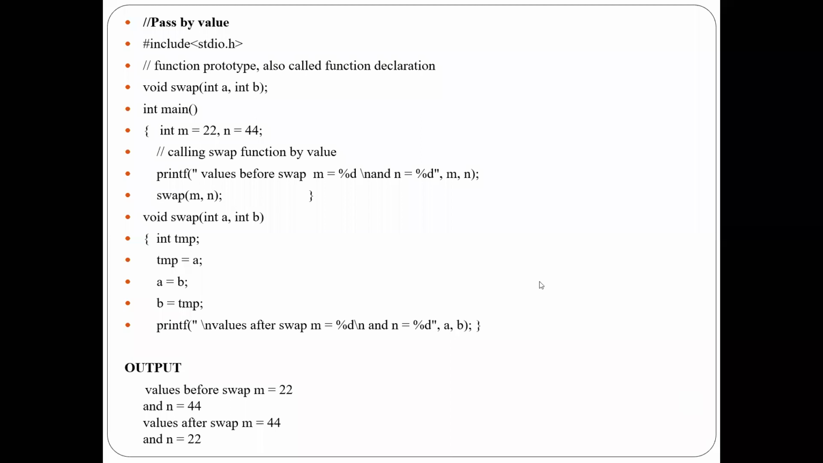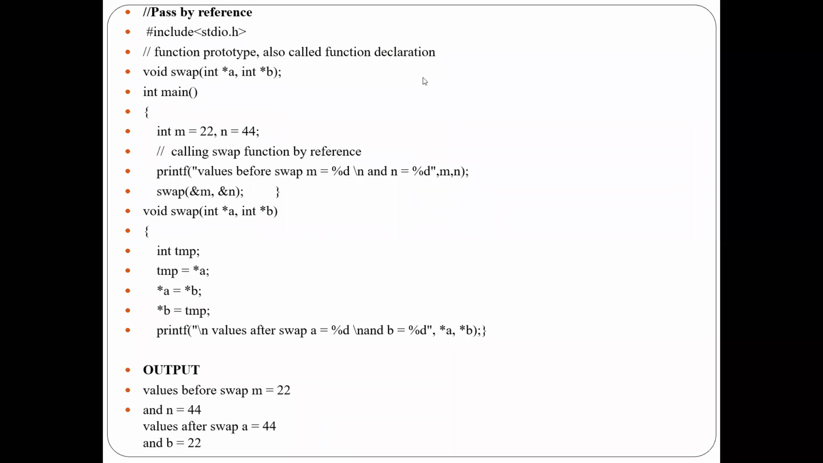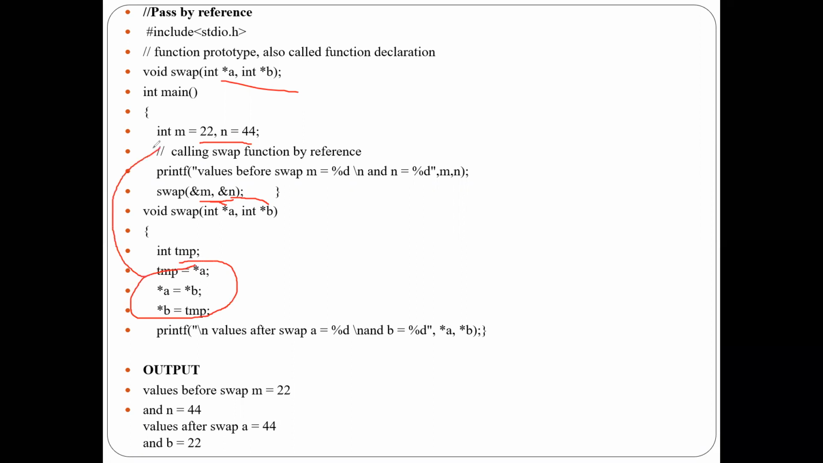Next, finally, we come to pass by reference. It is nothing but using the pointer. It is the same program, but here we are not passing the value. We pass the address of m to the pointer a and the address of n to the pointer b, and if they are swapped, that will be reflected in m and n. Remember it. The values of m and n are actually 22 and 44, and when swapped, the m and n values also become 44 and 22. This is what is called pass by reference.